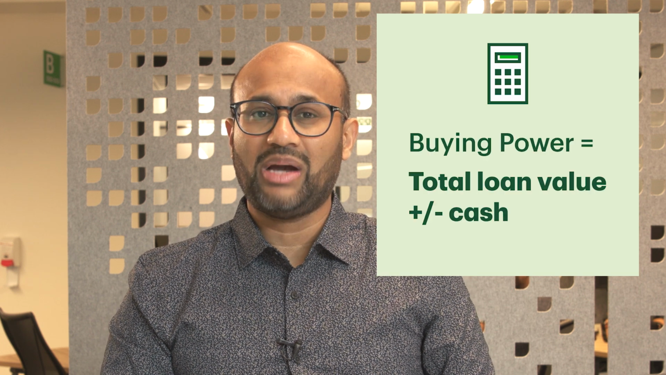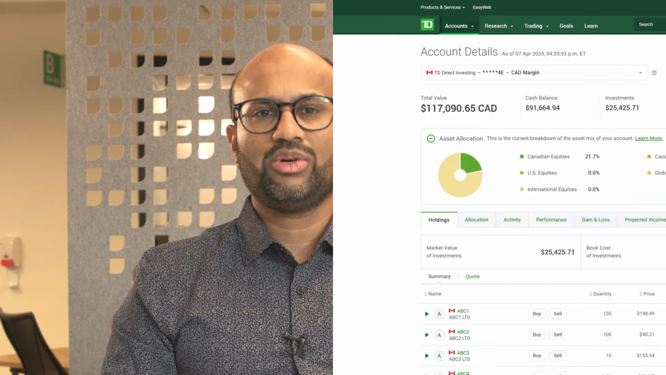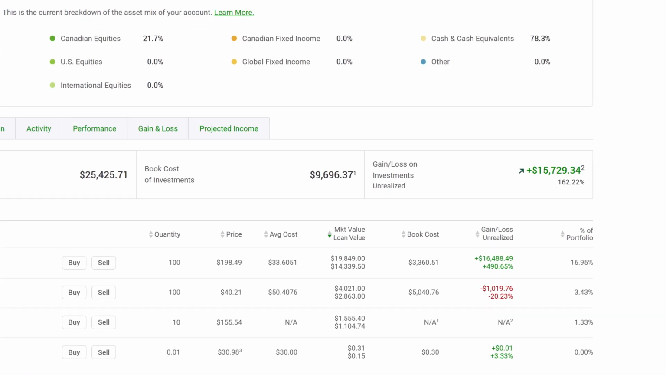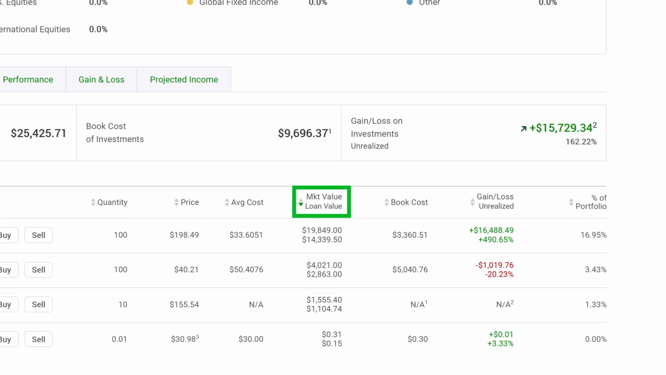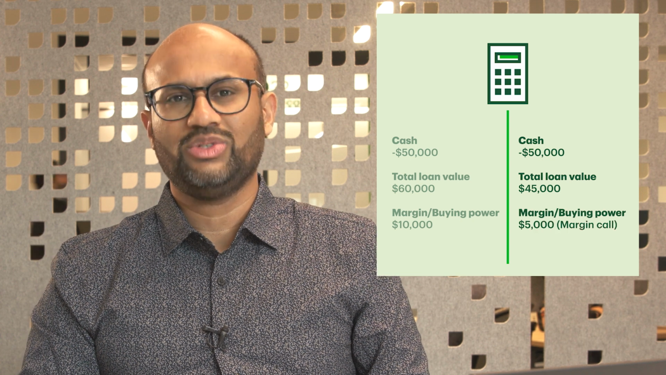Remember, the maximum amount TD Direct Investing can lend you depends on the current market value and the margin eligibility of the holdings in your account. This is also referred to as your buying power. After buying a security, you can see the loan value you're receiving on the holdings page underneath the current market value. If the price of ABC1 stock or any other marginable stocks in your account drops, the loan value TD Direct Investing assigned to those shares will also decrease.